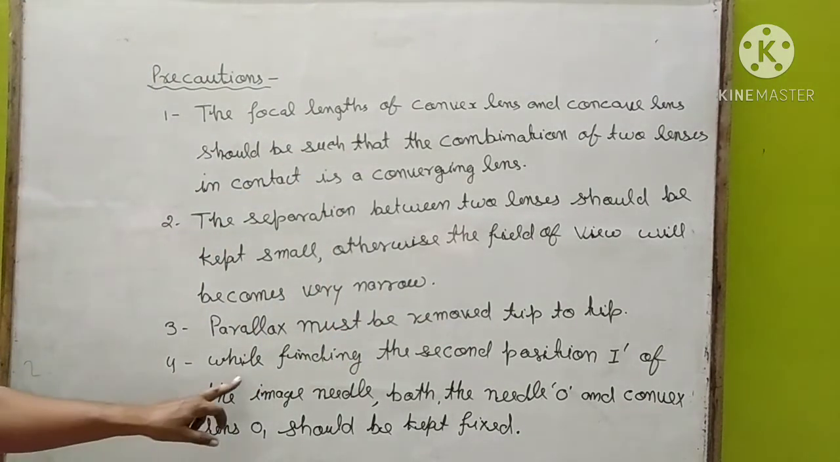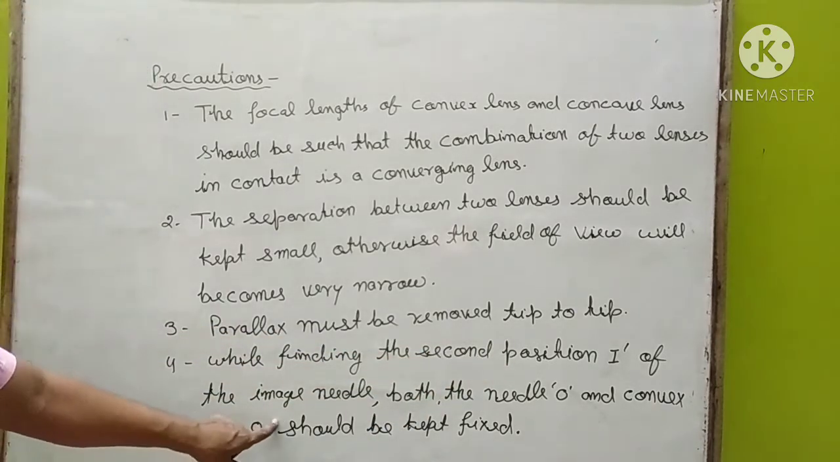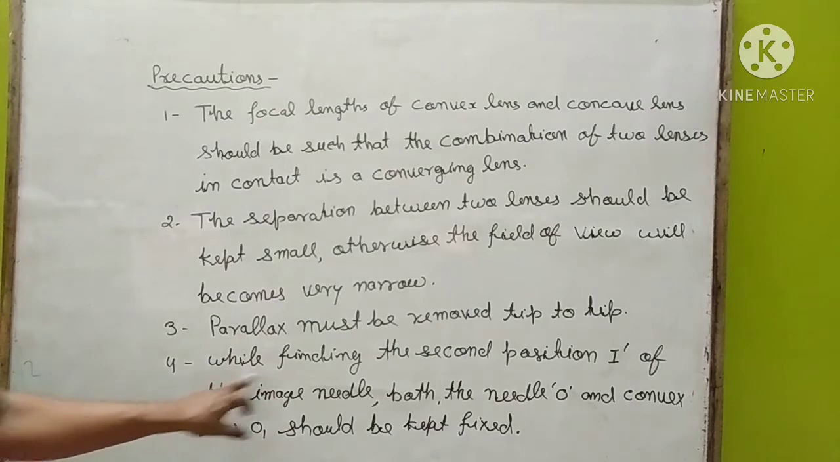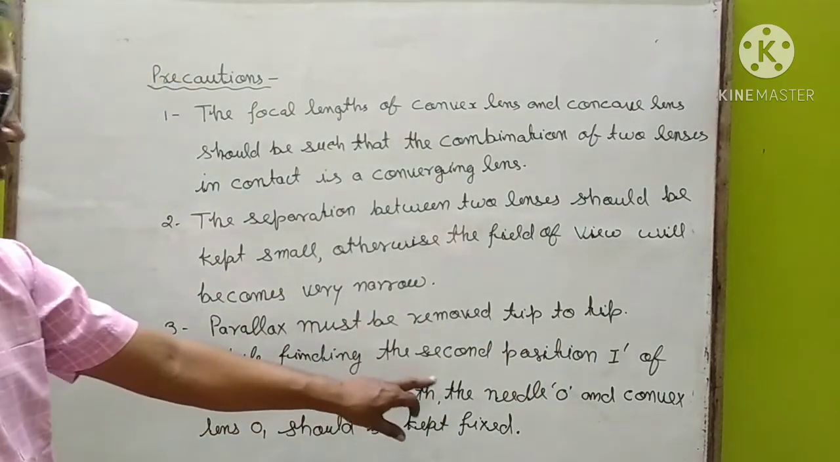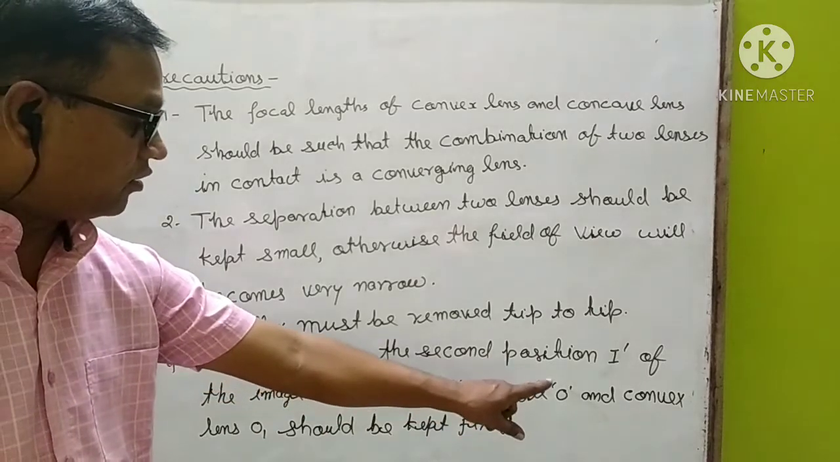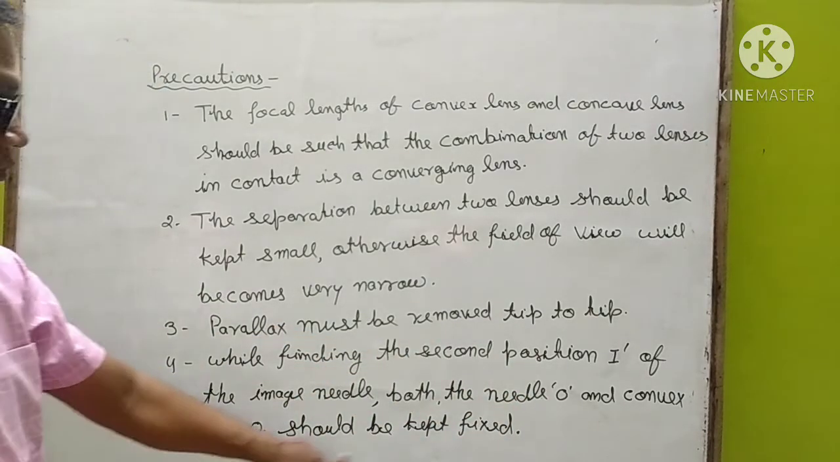And fourth, while finding the second position I dash of the image needle, both needle O and convex lens O1 should be kept fixed.